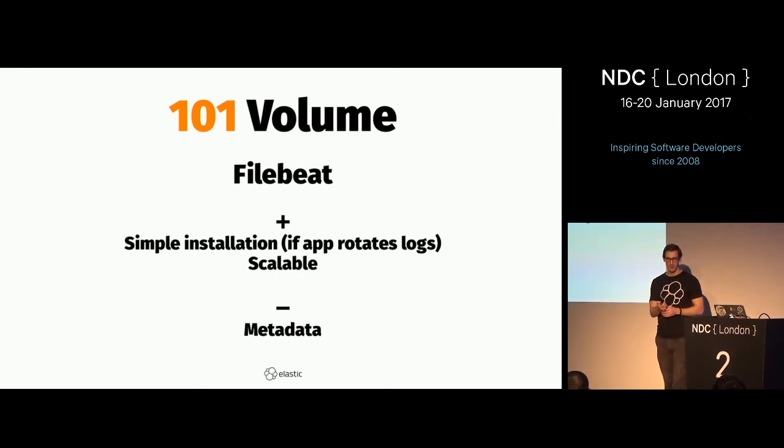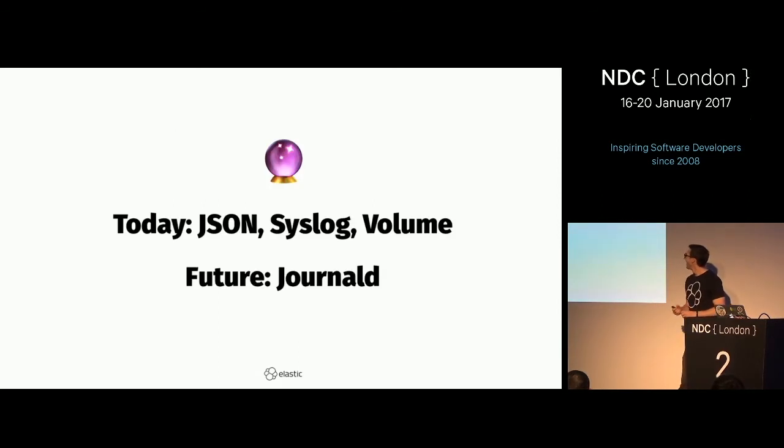So as you've seen, we had 101 options. Luckily, it was only binary. So what we would suggest today is either use JSON, the default, use a syslog server if you want to run your own syslog server, or mount the volume. In the future, once we support Journald, that is probably the preferred option. Or you can run the community beat at the moment.